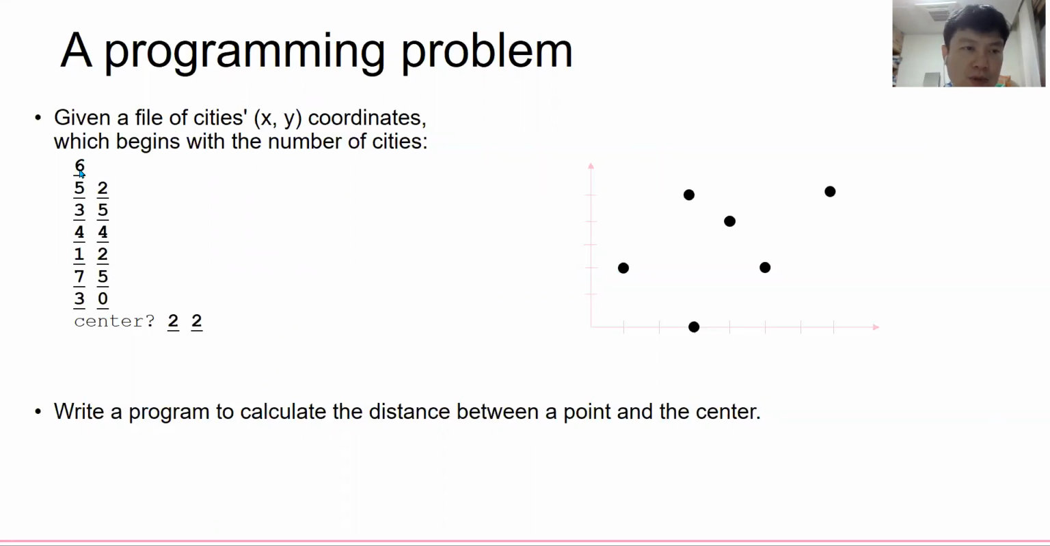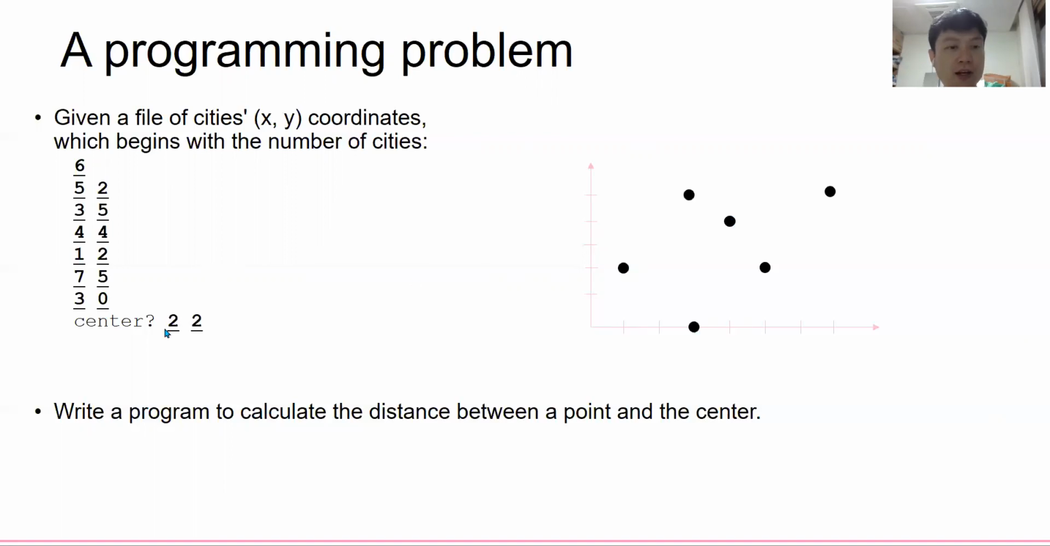And let's suppose I put 6. So 6 means I want to input 6 cities. And the first city will have the plot 5, 2. So it means 5, 0, 1, 2, 3, 4, 5, and then 2 for the y. 3, 5. So it means 3, 1, 2, 3, and then 5. And then 4, 4, this one. And then 1.2, 1.2, this one. And 7.5 is this one. And 0.0, 3.0, this one.